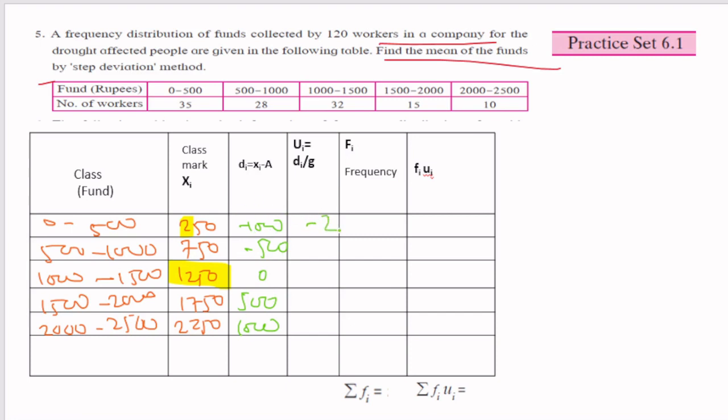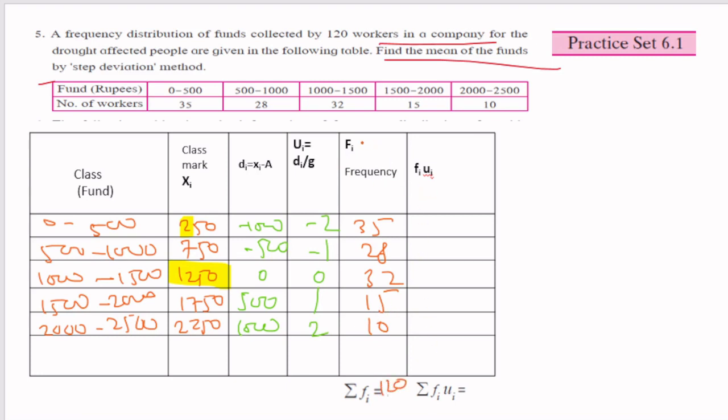So here it will be 2, here 1, 0, 1, 2. Easy. Now again, next step, just write the frequency against each table. So 35, 28, 32, 15 and 10. Check the summation. Summation is equal to 120. This will be your n.